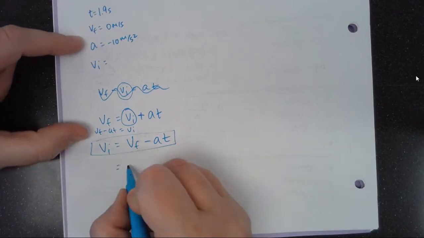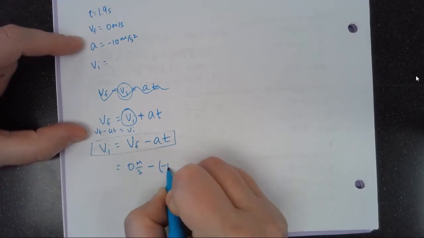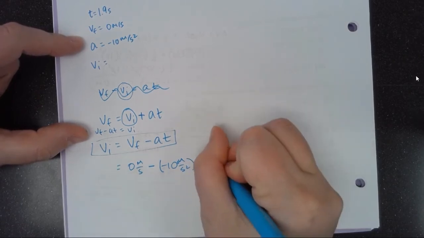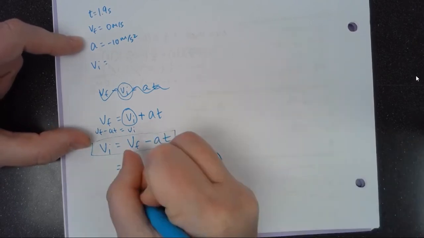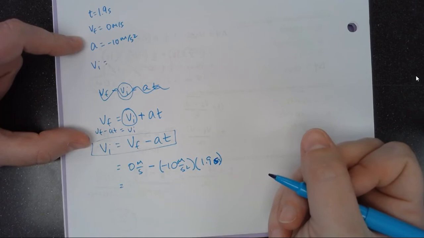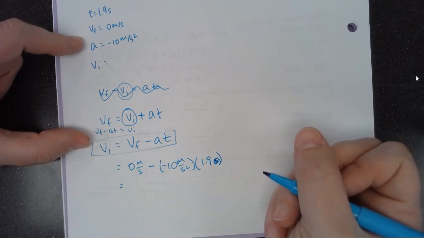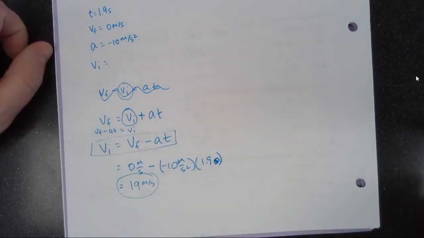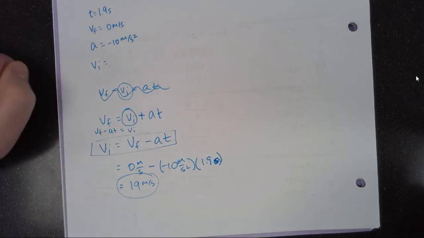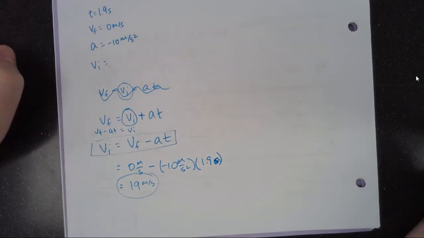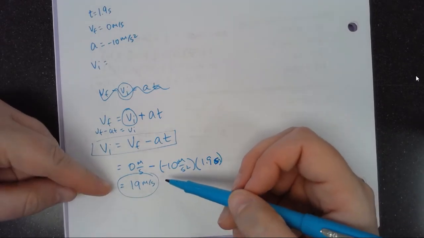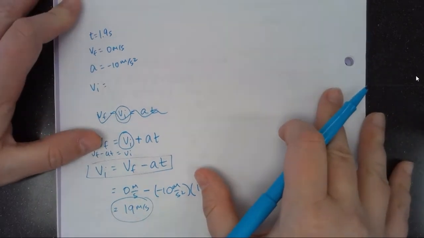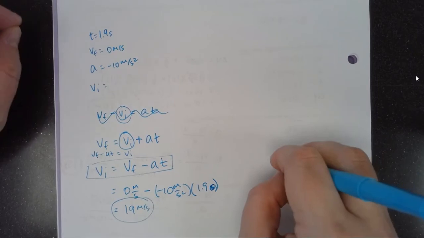So my final velocity is 0 meters per second minus 10 meters per second squared times time, 1.9. Oh, I put meters and it's definitely seconds. Hmm, 19. That becomes a positive term. Yep. But that makes sense, right? That we would have a positive velocity. That's all we have to do for that one.